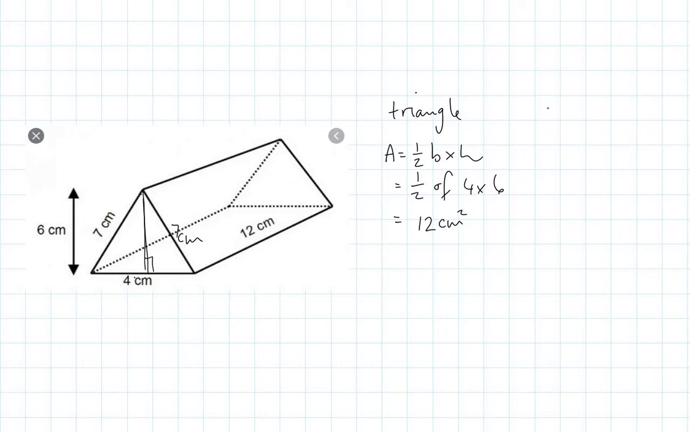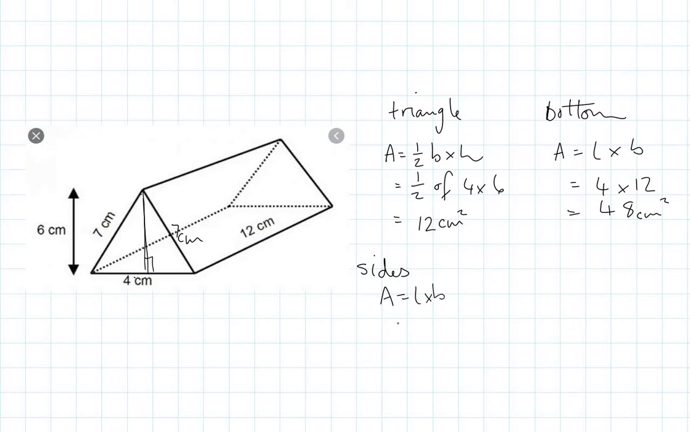So let's do like the bottom of it first. So the bottom bit, it's a rectangle, L times B, and that's 4 times 12, which is 48 centimetres squared. Okay, and then the sides, okay, we've got area is length times breadth, and that's 7 times 12.